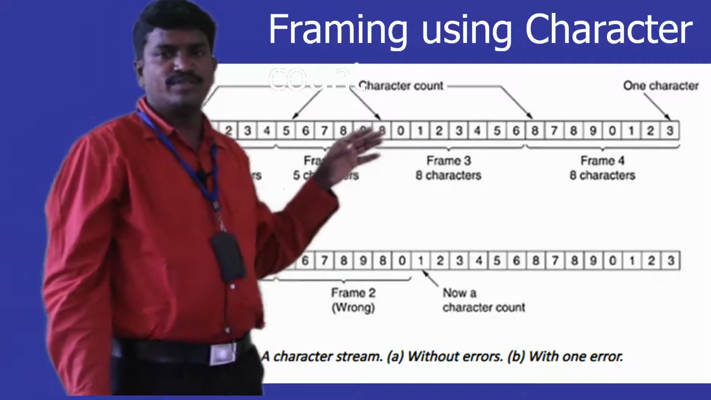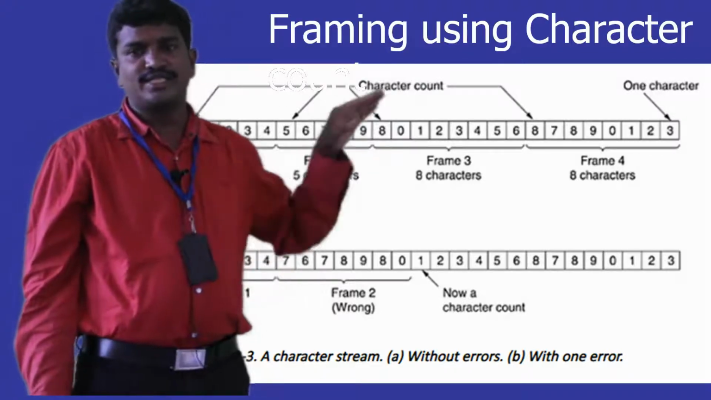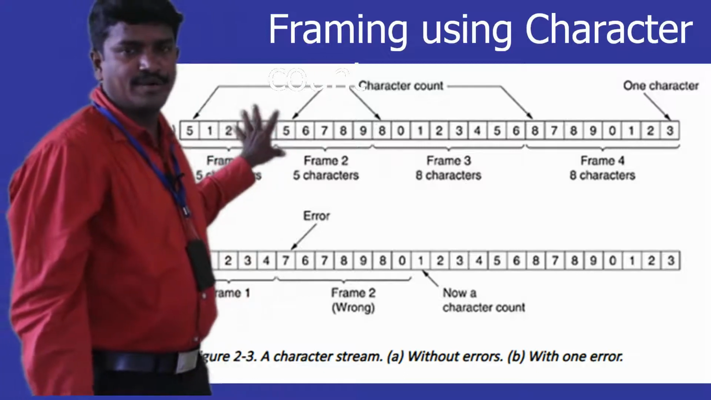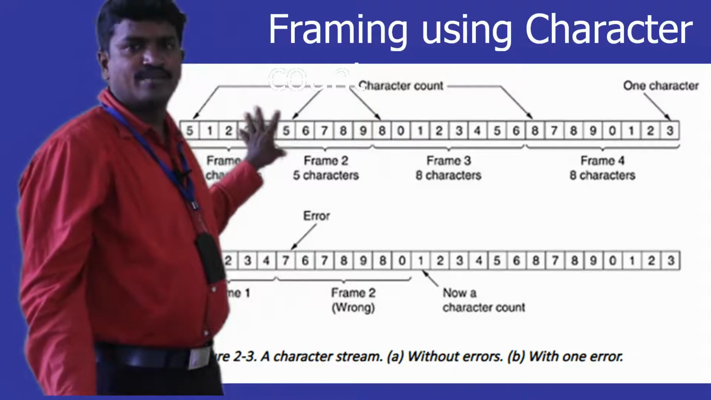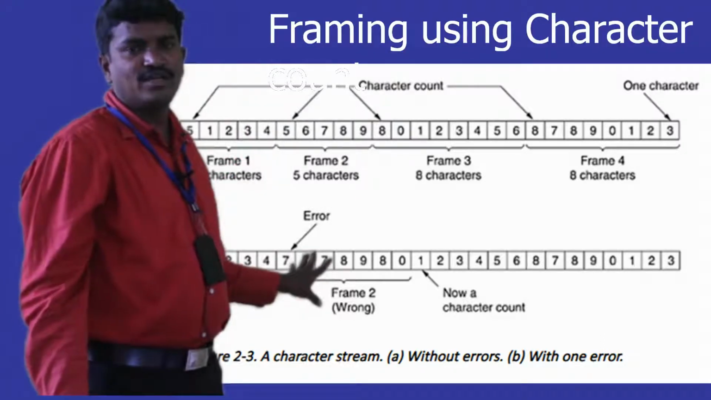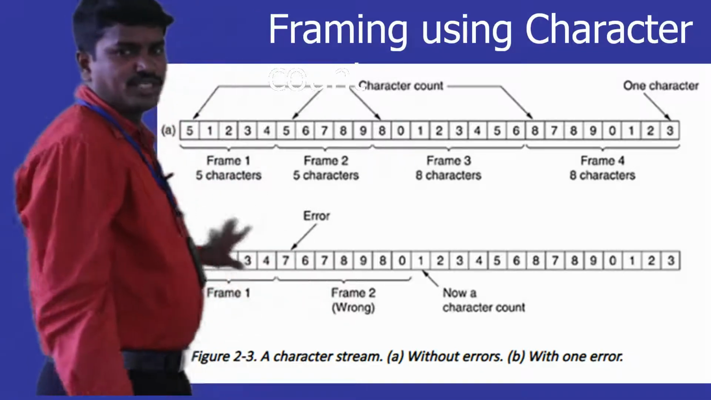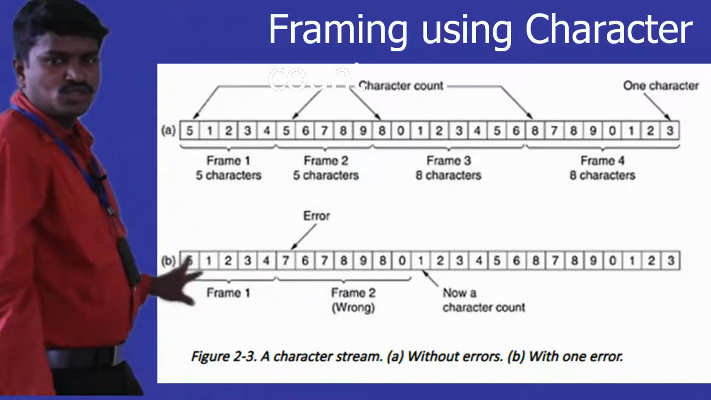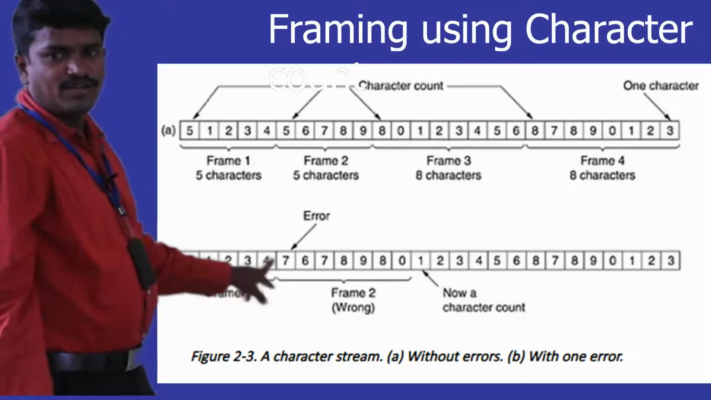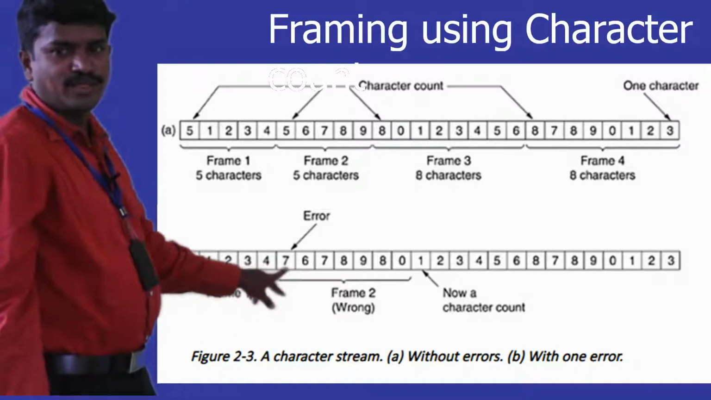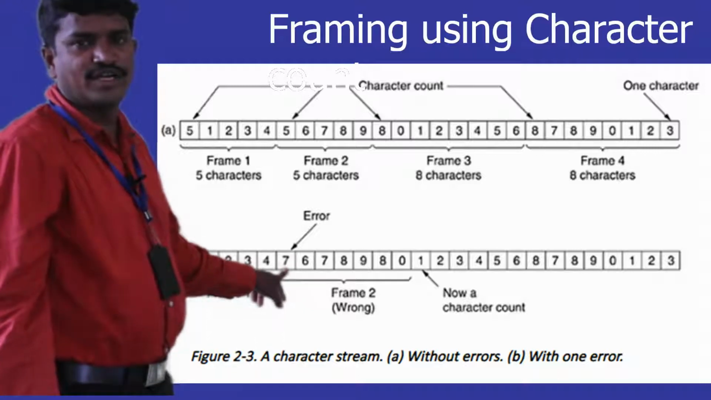But the basic problem with this framing method is, if there is an error in the count itself while this data is traversing through the network medium, then there may be a possibility of getting noise or errors in the middle, and that is going to change the content of the frame. Then what happens? In this case, if you see diagram B clearly, the first frame is okay, 5 and 5 bits are taken as frame 1. But after the first frame, instead of 5 it is modified to 7.